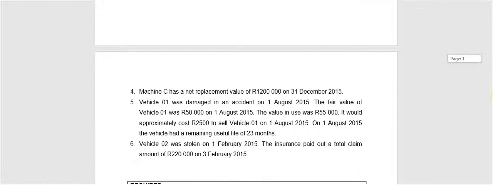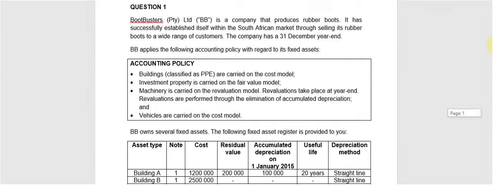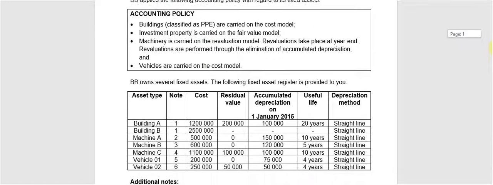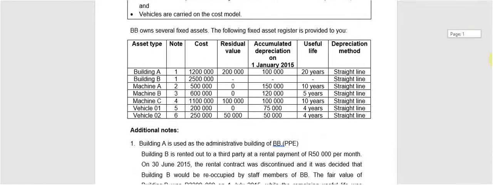it says note 4, and it tells us that machine C has a net replacement value of 1.2 million rand at the end of the year. So if I go back to my policy, it tells me that machinery is carried on the revaluation model. So now I need to go and measure some revaluation surplus or some revaluation deficit on this asset. So let's see, what entries would we do regarding machine C?